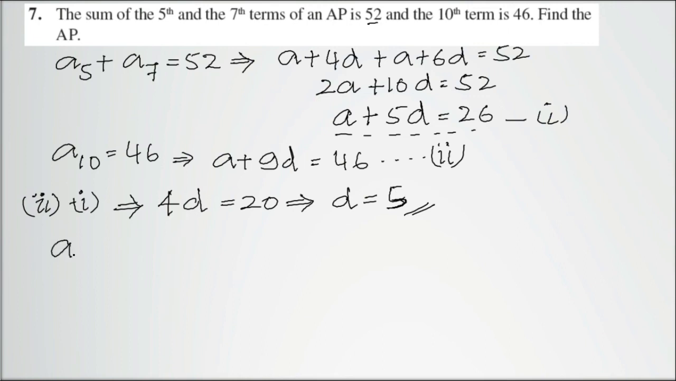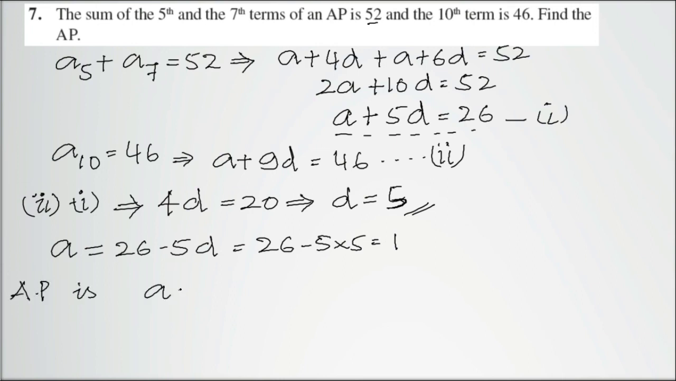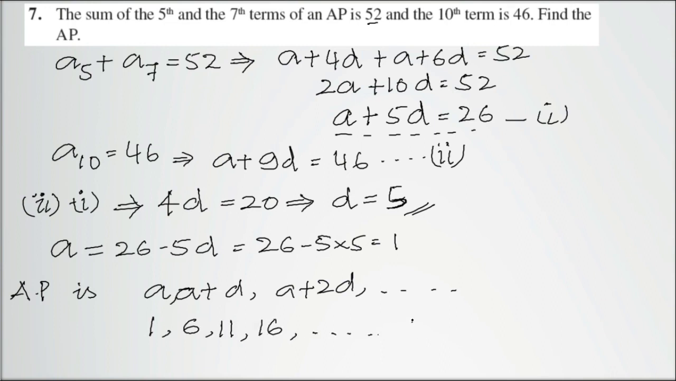Now let me take one of the equations. Say I'll take the first equation. So 26 minus 5 times 5, we get it as 1. 1 is the first term. Now the arithmetic progression is A, A plus D, A plus 2D, and so on and so forth. A value is 1. 1 plus D is 6. The next numbers are 11, 16, and so on, which is the required arithmetic progression.